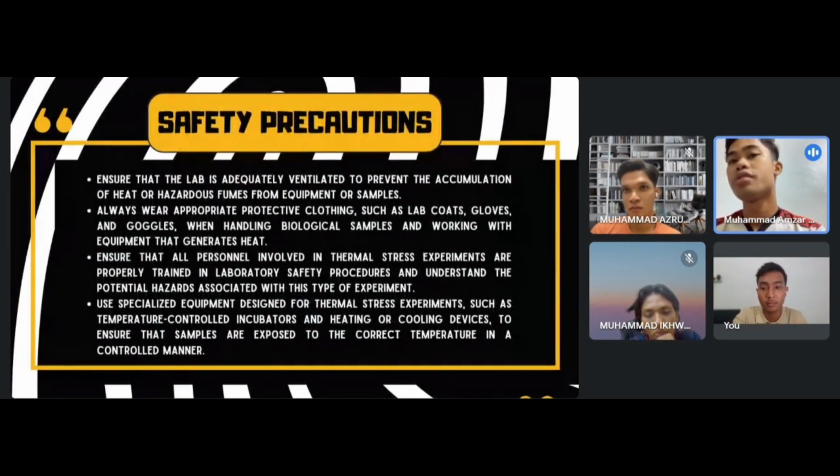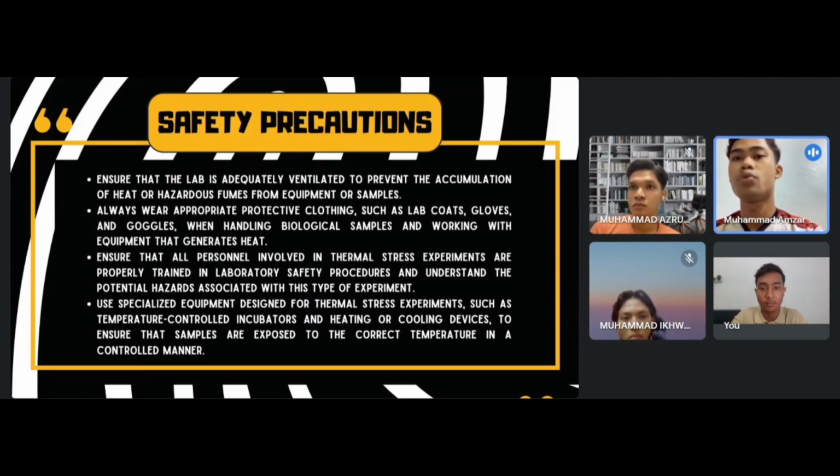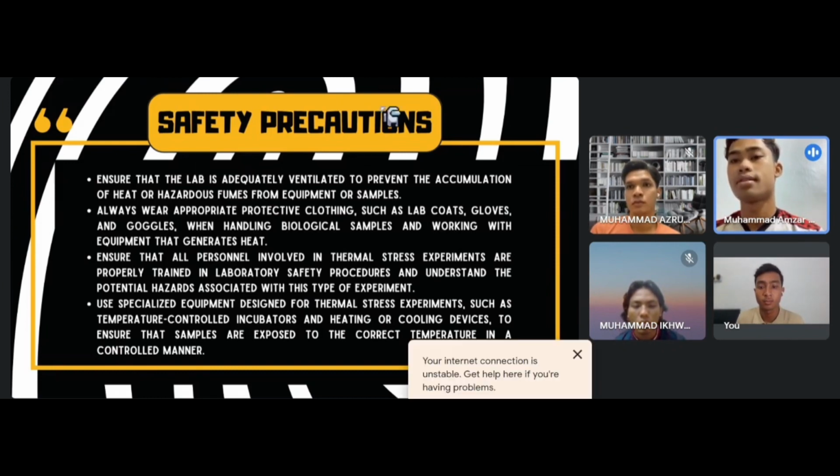First of all, we need to ensure that the lab is adequately ventilated to prevent the accumulation of heat or hazardous fume from equipment or samples. The second one, we need to always wear appropriate protective clothing such as lab coats, gloves, and goggles when handling biological samples and working with equipment that generates heat. Next, we need to ensure that all personnel involved in the thermal stress experiment are properly trained in laboratory safety procedures and understand the potential hazards associated with this type of experiment.